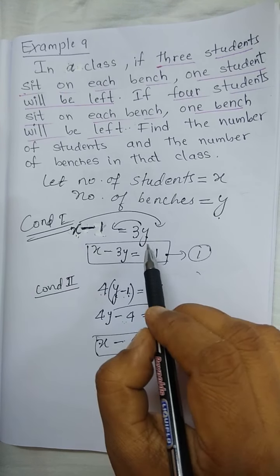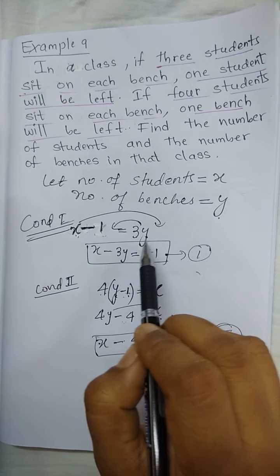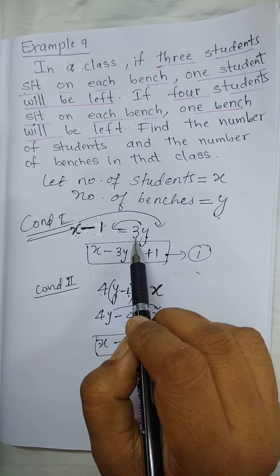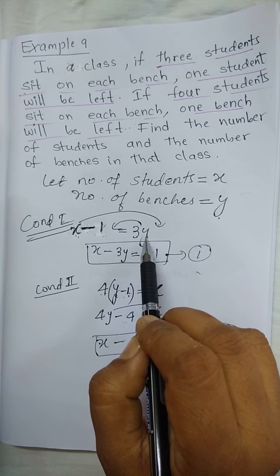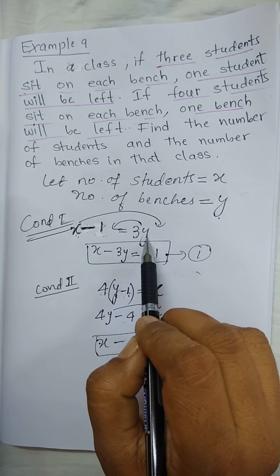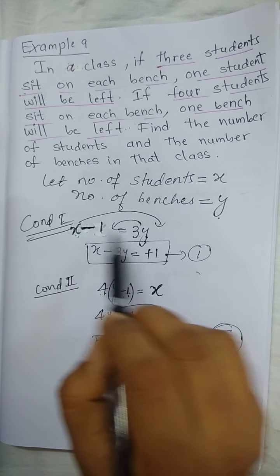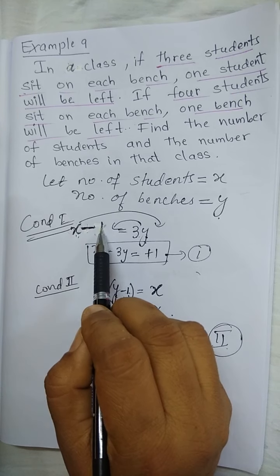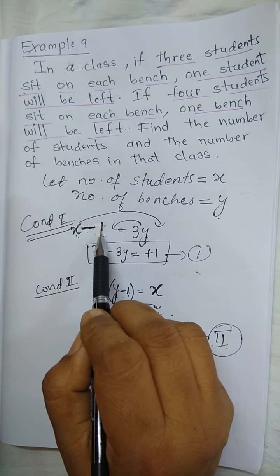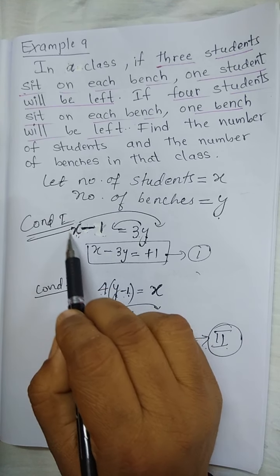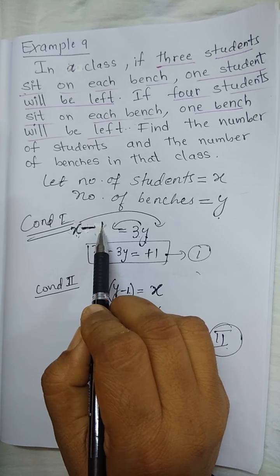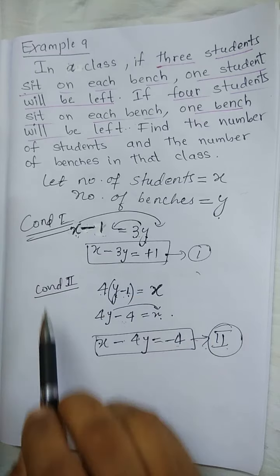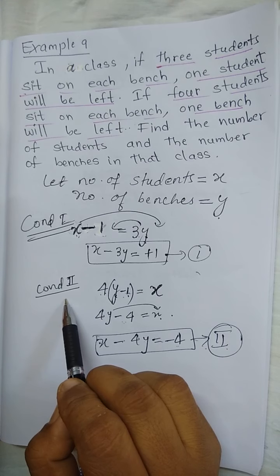Means there are y benches and 3 students are sitting on one bench. So on y benches, how many students will sit? 3y. But 3y students are not equal to x. They are 1 less than x because one student is left. Total students are x, so one student left means minus 1. Now come to the next condition.